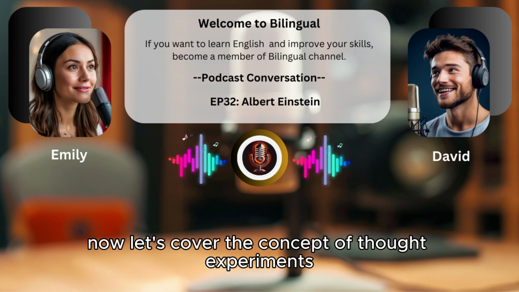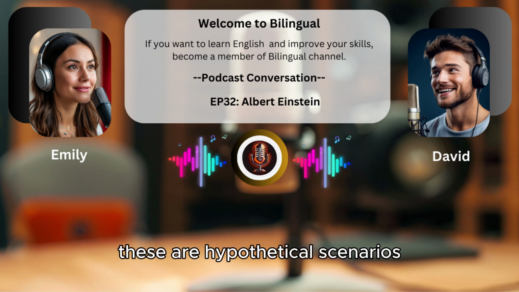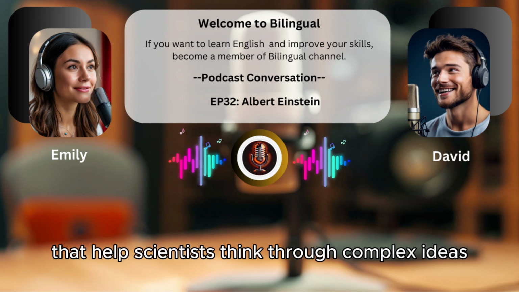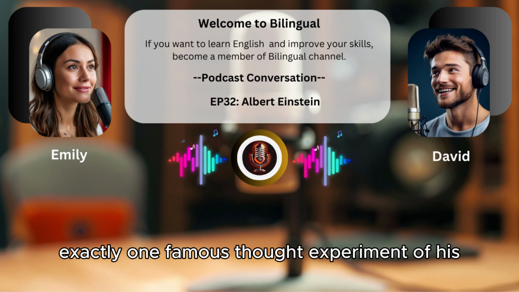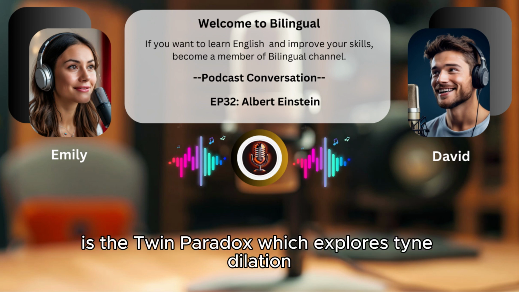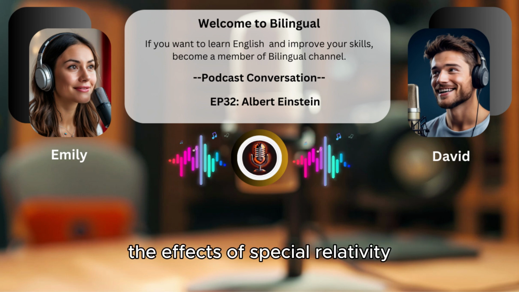Now, let's cover the concept of thought experiments, which Einstein often used. These are hypothetical scenarios that help scientists think through complex ideas. Exactly. One famous thought experiment of his is the twin paradox, which explores time dilation. It's a fascinating way to illustrate the effects of special relativity.